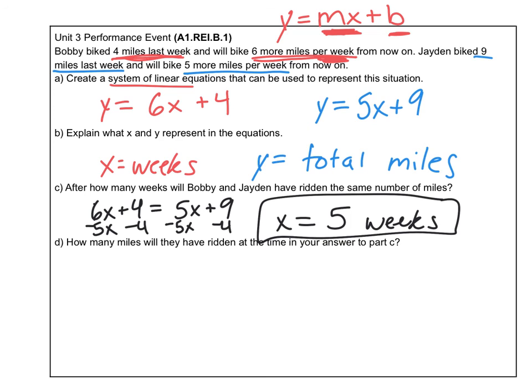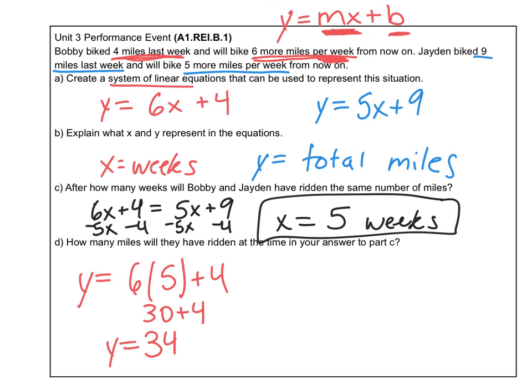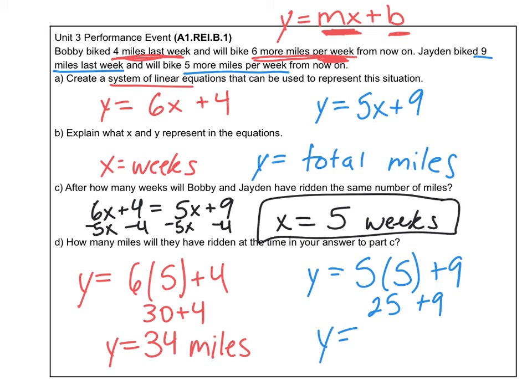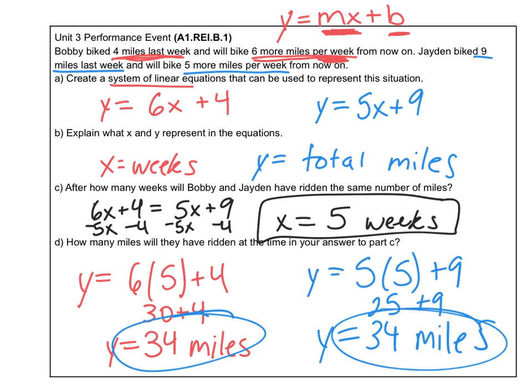Does it matter which one? No, and let me show you why. You don't have to do both on the test, but I'm going to show you. 6 times 5 plus 4. 6 times 5 is 30, plus 4 is 34 miles. If I would have chosen to plug it into the other one, I would still be plugging in 5 for x. 5 times 5 is 25, plus 9 is still y equals 34 miles. So it does not matter which one you plug into, you're still going to get the same answer. 34 miles is how many miles they'll have ridden in 5 weeks.